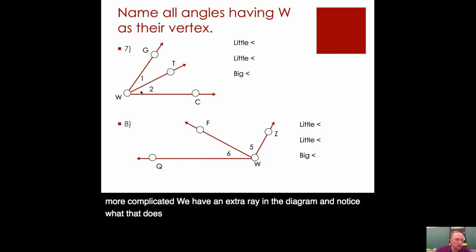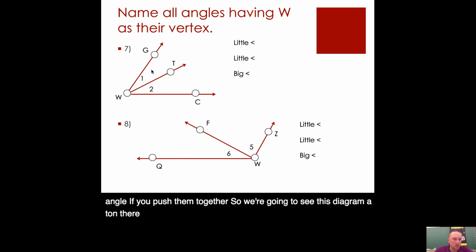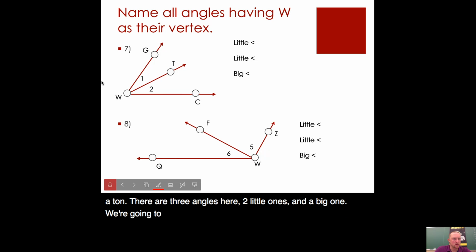That makes 2 little angles, and it also makes 1 big angle if you push them together. So we're going to see this diagram a ton. There are 3 angles here, 2 little ones and a big one. We're going to practice naming the little angles.